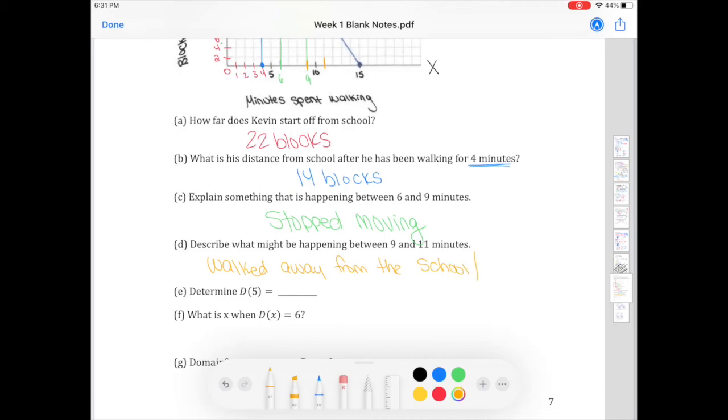He walked away from the school, or in other words, he turned around.